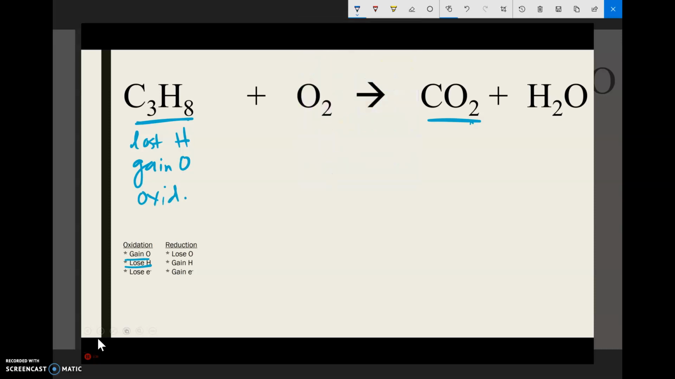And then the oxygen, we're going to compare that with the water. So here we have gone from 2 oxygen down to 1. So that shows that we have lost oxygen. We've also gone from no hydrogen to 2 hydrogen, so we have gained hydrogen. So here, if we lose oxygen, gain hydrogen, this shows reduction.